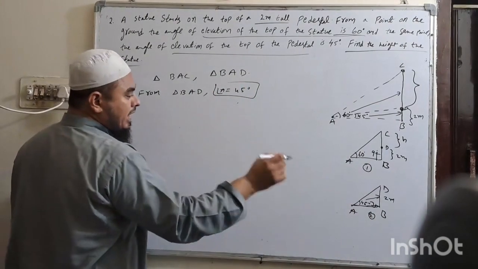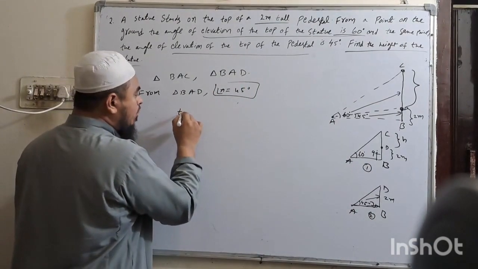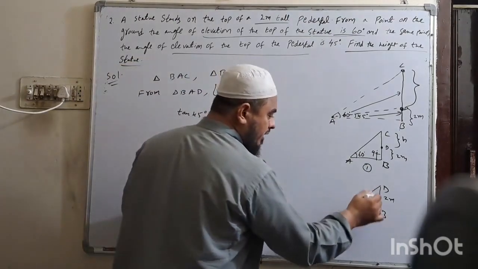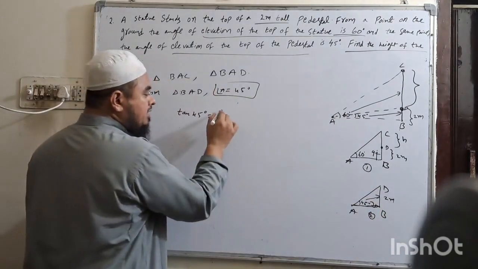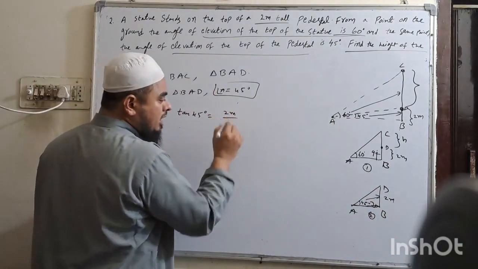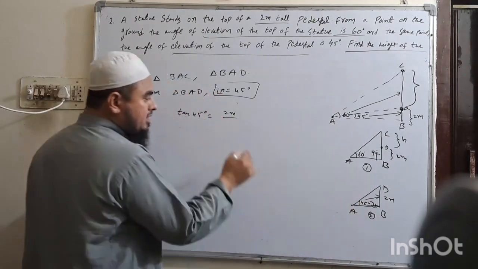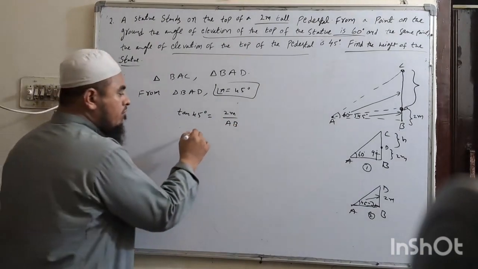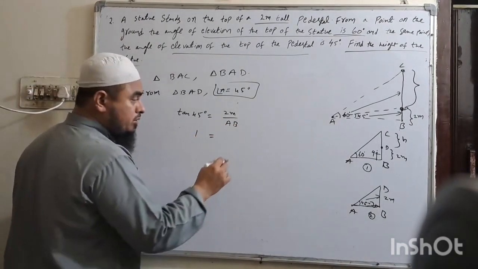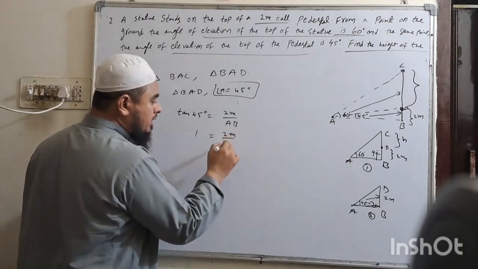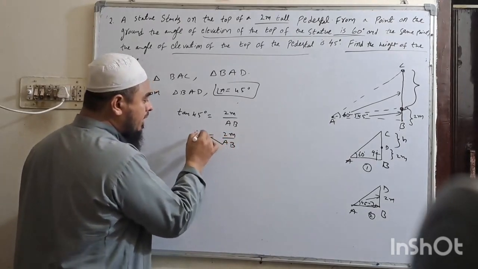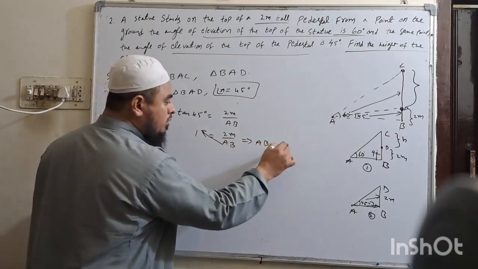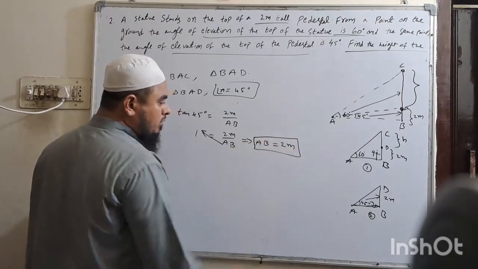Now from triangle BAD, if you take tan of 45 degrees, for this 45 degrees BD is the opposite side. So the length of BD, given as 2 meters, divided by the adjacent side length, which is AB. We know that tan 45 is equal to 1, which you have to remember. So 2 meters by AB. If you cross multiply, AB goes to the left hand side and we get AB is equal to 2 meters.